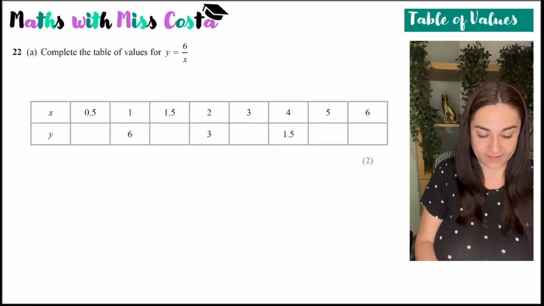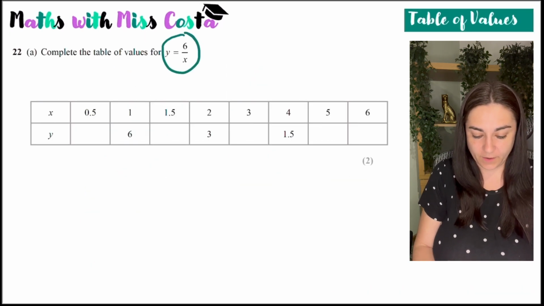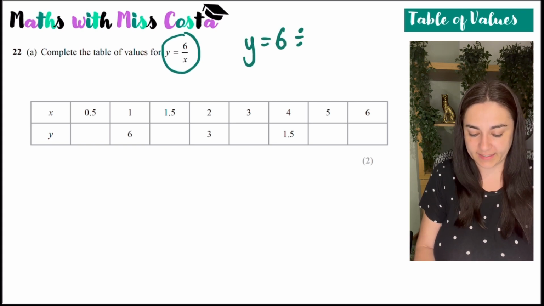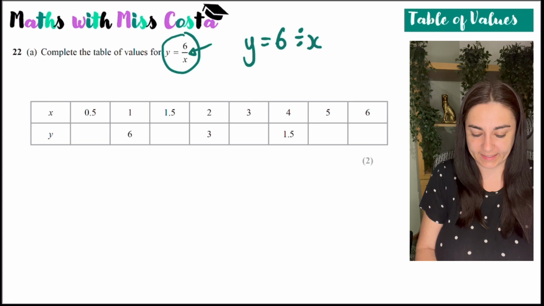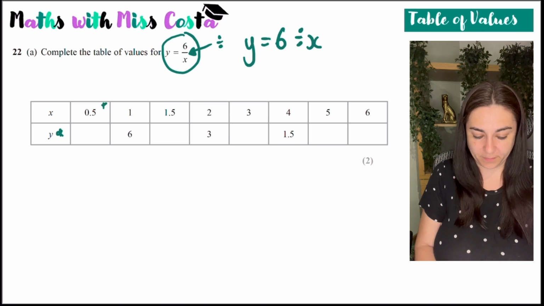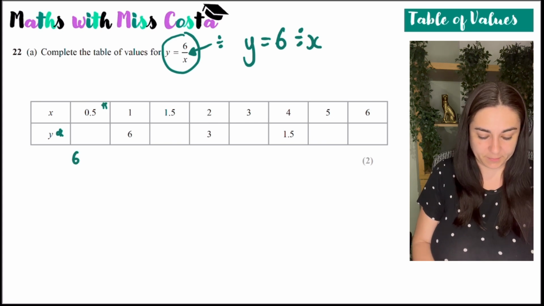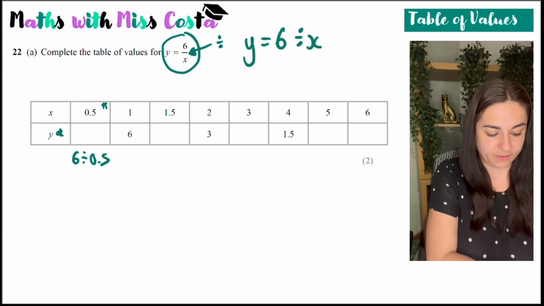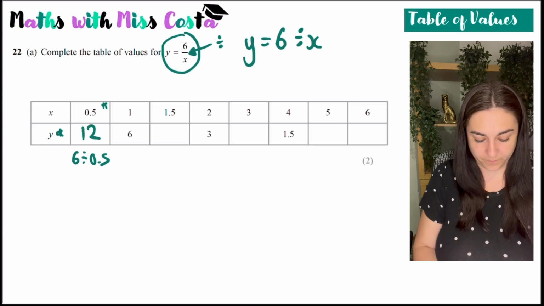Okay, next I have a table of values for y equals 6 divided by x. So I could write it like this just to make my life a little bit easier, because this line here is the divisor, it means divide. So to work out my y value, I do 6 divided by my x value. So first I'm going to do 6 divided by 0.5. 6 divided by 0.5 is 12.